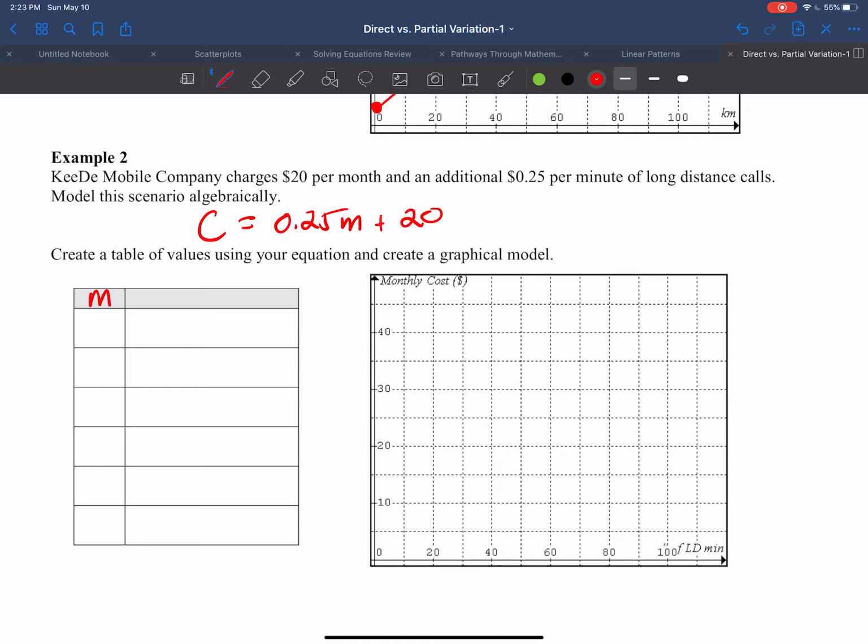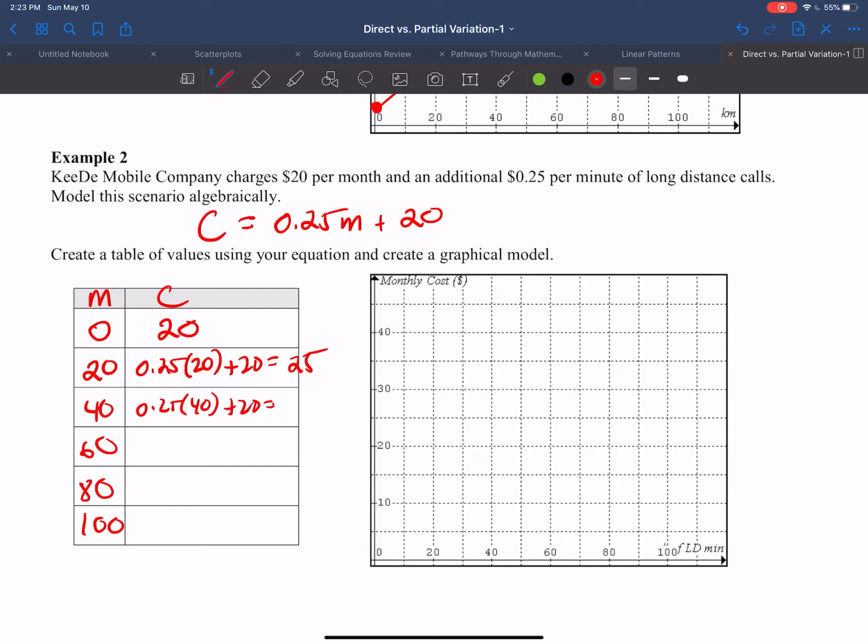So the minutes and the cost. If I don't use any minutes at all, it's still going to cost me $20 to have that phone. And then after that, I'm just using the numbers that are in the table. We have to start calculating. 0.25 times 20 plus 20, that's going to be 25. 0.25 times 40 plus 20 is going to be 30, and so on.